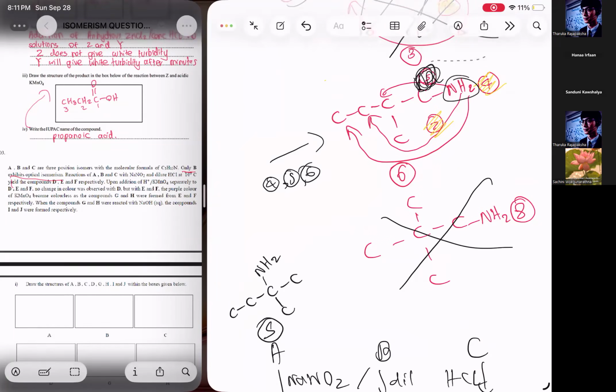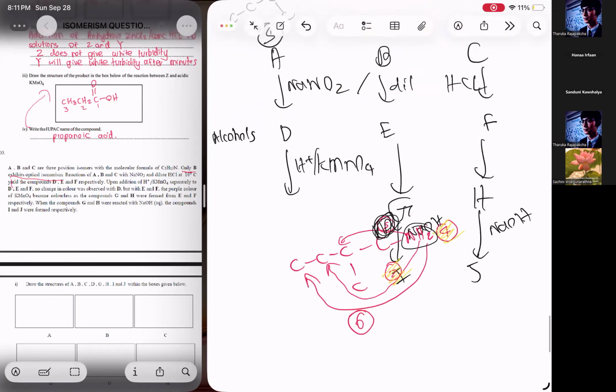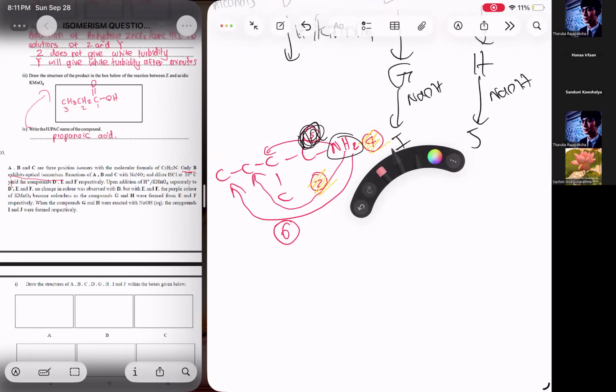Because I always had to scroll up, I'll take this down. This is the structure which you have now. The fifth one is removed. I'll erase the fifth one.